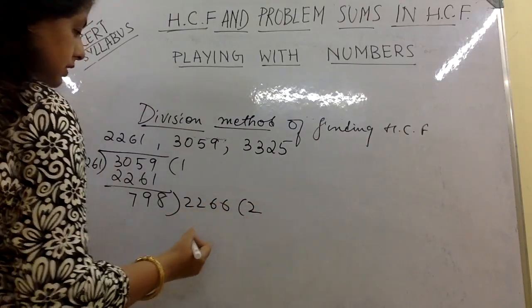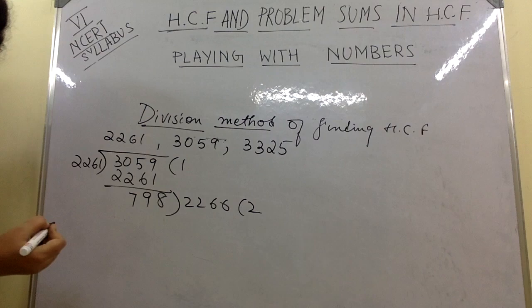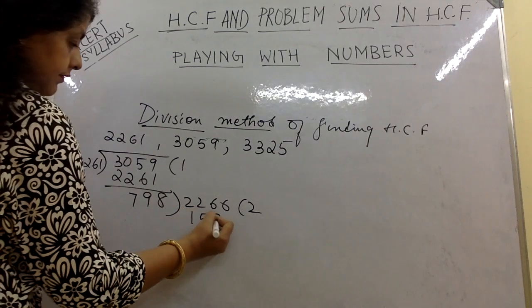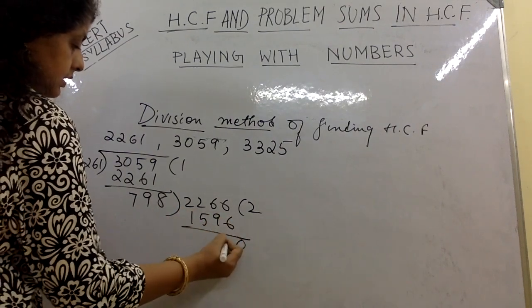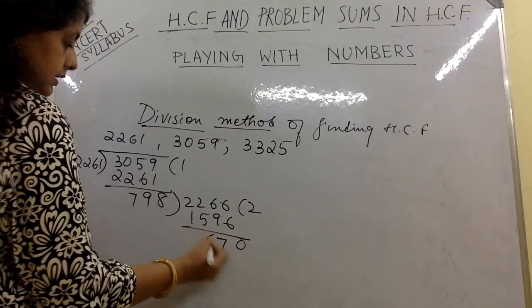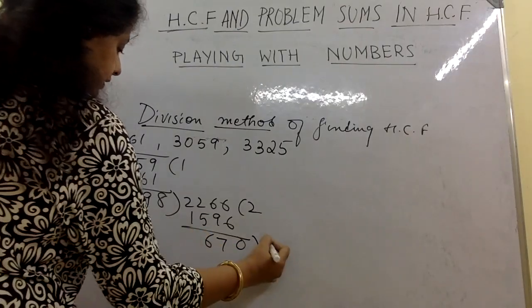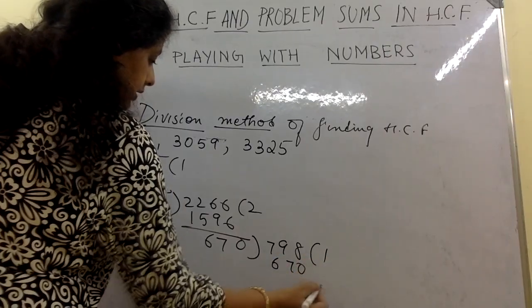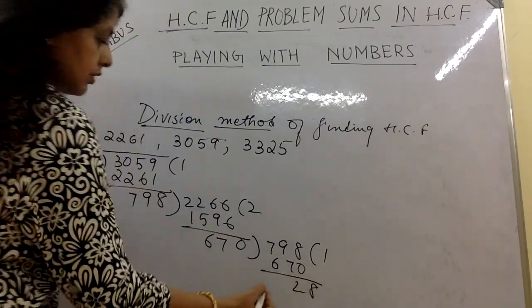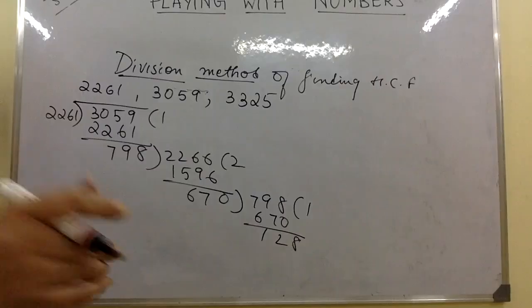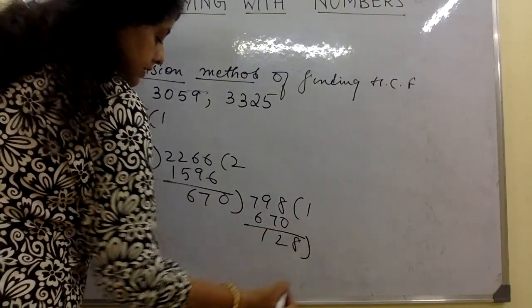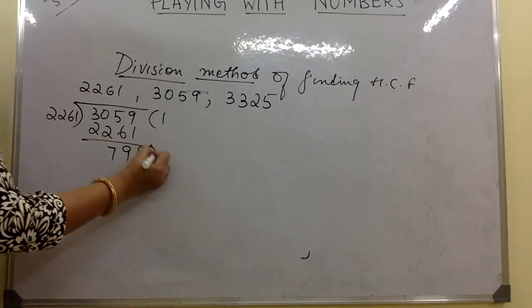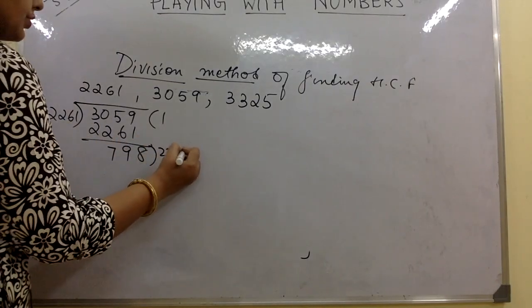This is 2, this is 1596, 0, this is 7, this is 6, 6, and this 798. Okay, again 1, 670. Okay, 8, 2, and 1. Okay, now 128 will divide. So once we get 798, here this is going to come 2261.